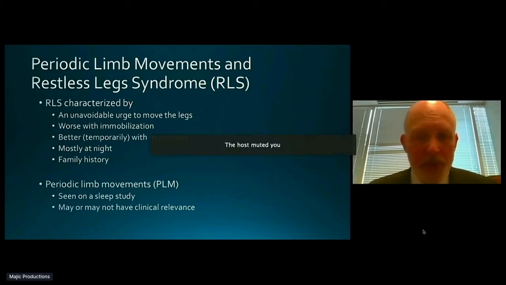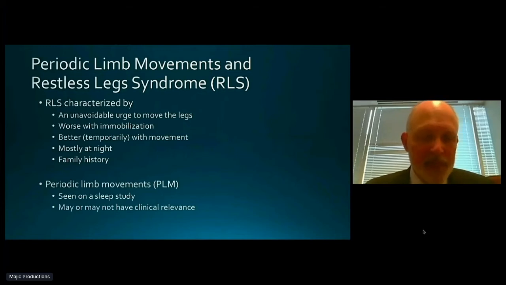Family history is important because this is a genetically dominant thing, but it can happen as a secondary phenomenon of Parkinson's, and it's usually treated with dopamine drugs, but sometimes medications like gabapentin can be useful as well.